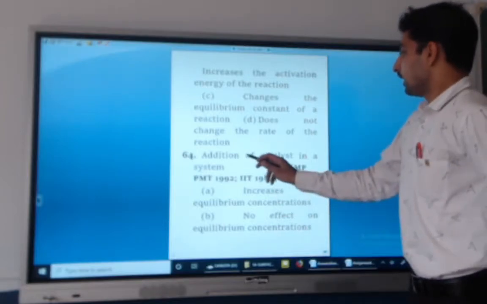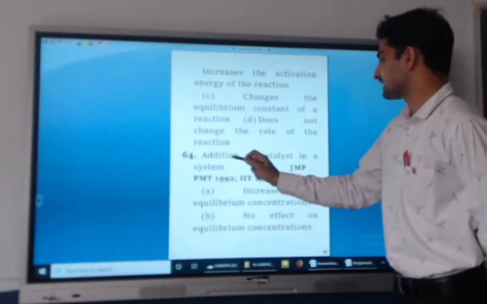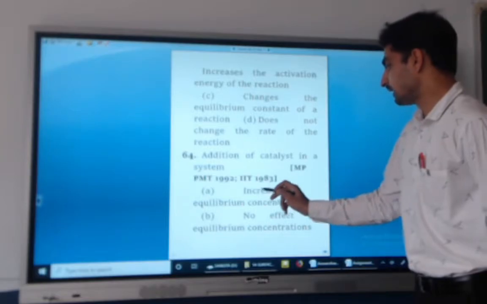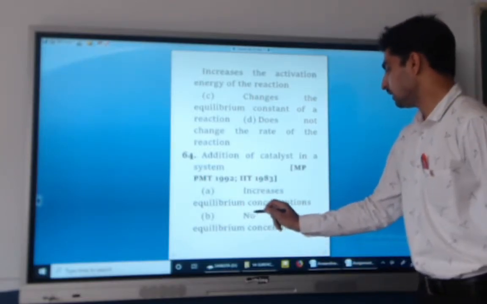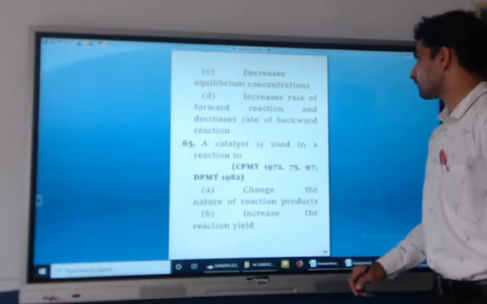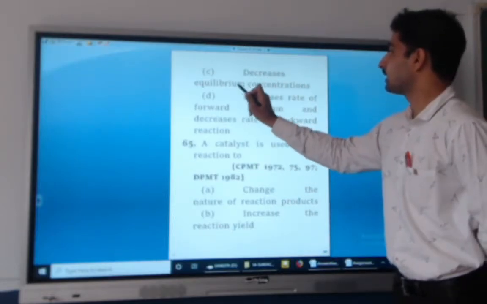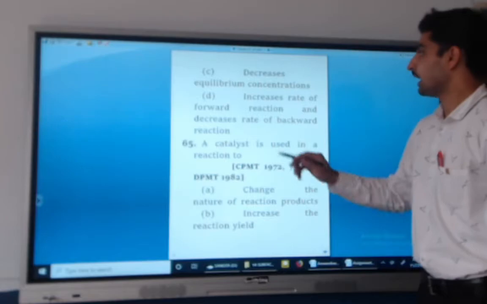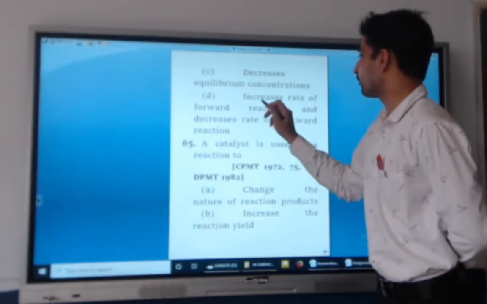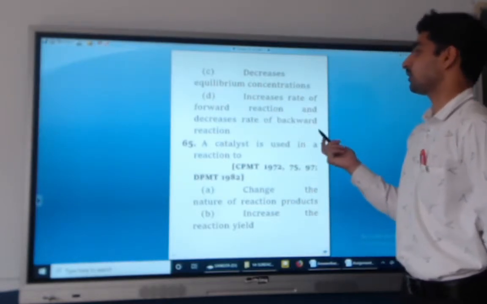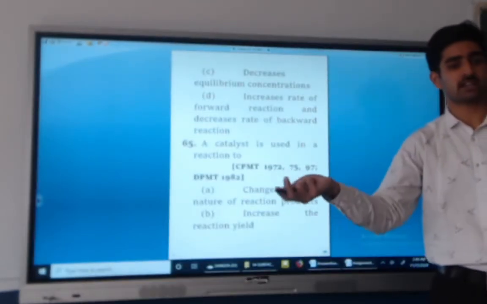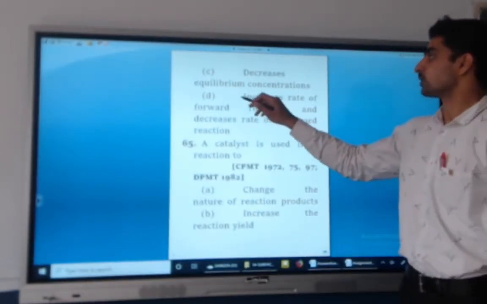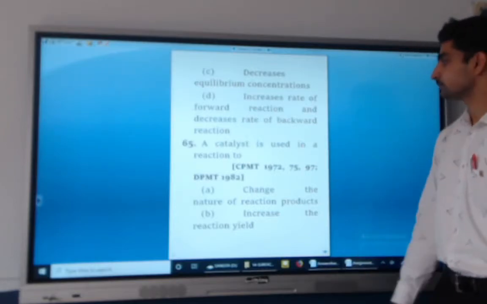Next, addition of a catalyst in a system: A, increases equilibrium concentration; B, no effect on equilibrium concentration; C, decreases equilibrium concentration; and D, increases the rate of forward reaction and decreases the rate of backward reaction. Of course, it increases the rate of the forward reaction as well as the backward reaction. So the option is D.